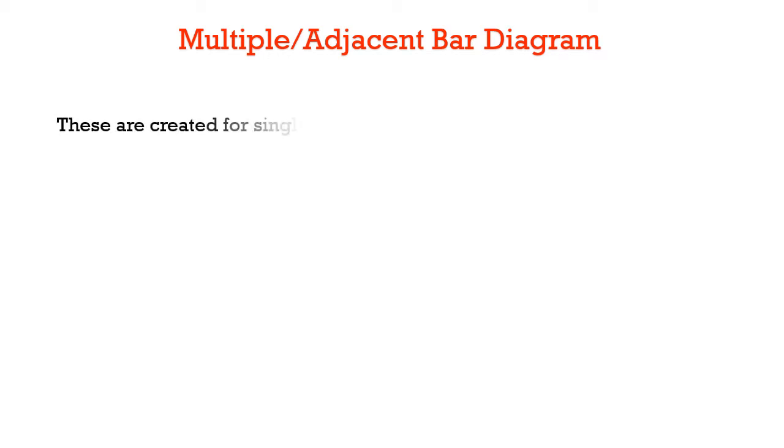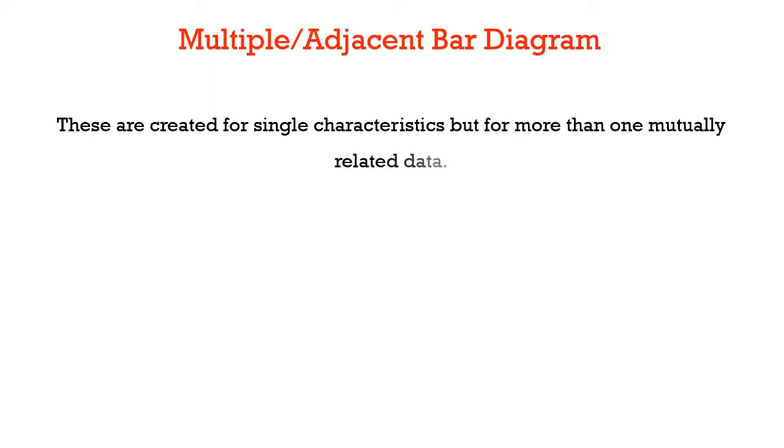This time around we are going to discuss the multiple or the adjacent bar diagram. Now, these are created for single characteristics just like the simple bar diagram, but these diagrams are created for more than one mutually related data. That means in the simple bar diagram, we just had a single data. For example, population, then just the numbers given for population of different years. Number of workers working in a company. So different companies with each workers.